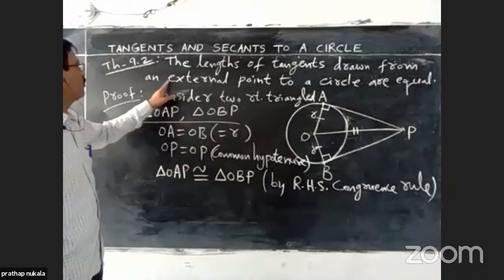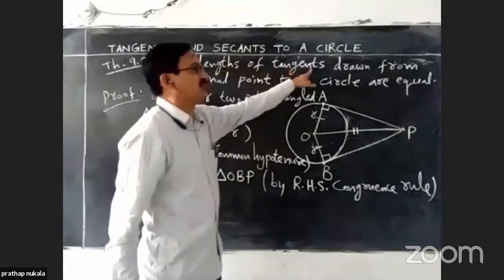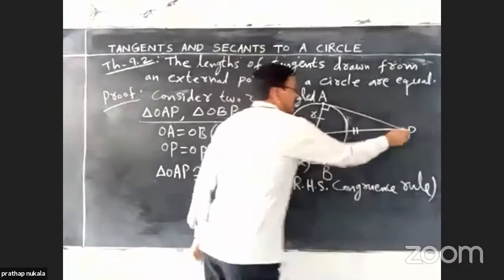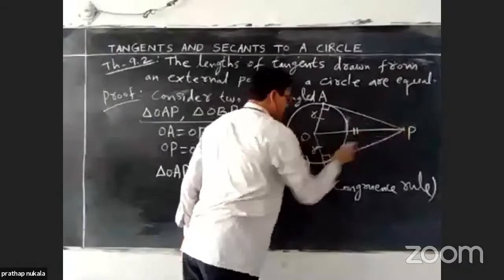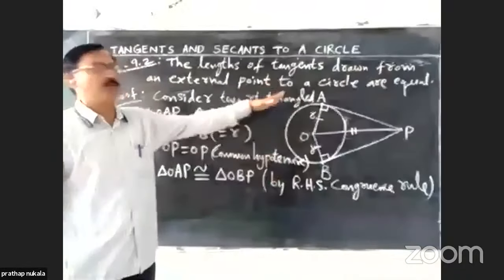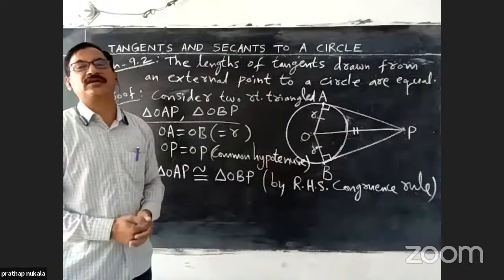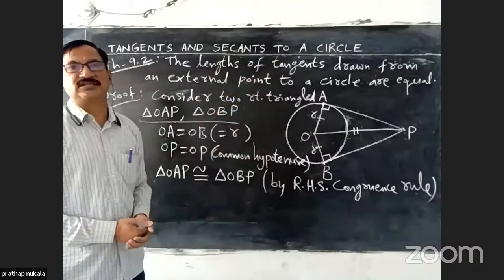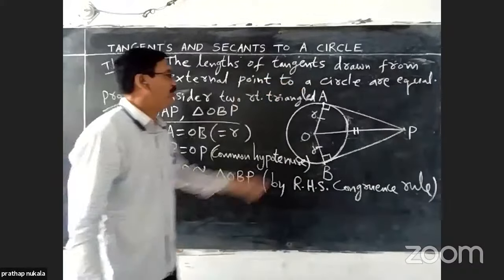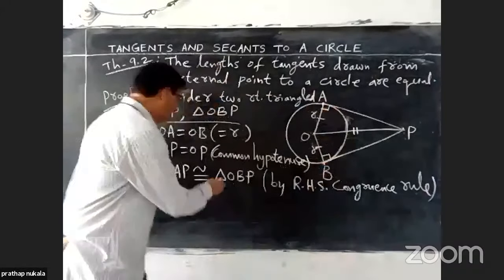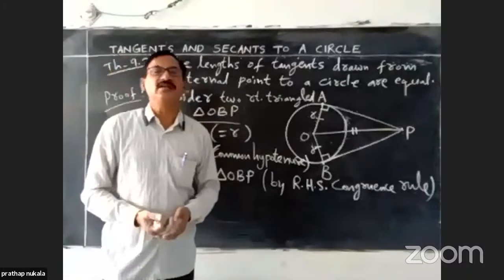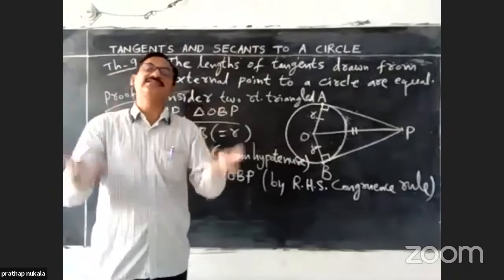Now, what do we have to prove? The lengths of tangents drawn from an external point. What are the lengths of tangents? One is PA and another is PB. We have to prove PA equal to PB. Those are the lengths of tangents drawn from an external point P of the circle. Now, how can we prove PA equal to PB? Already these two triangles are congruent. Congruent means corresponding sides are equal and corresponding angles are also equal.